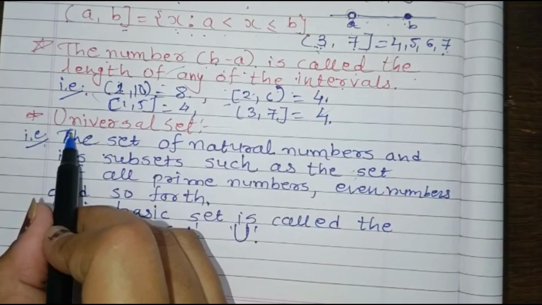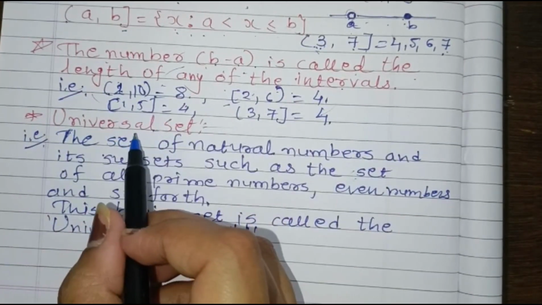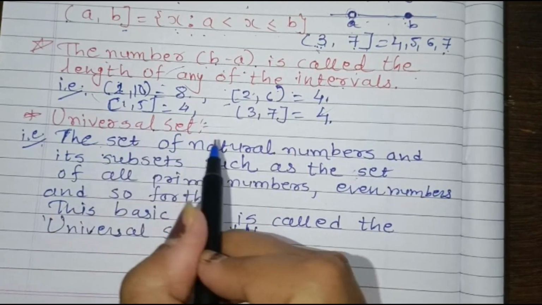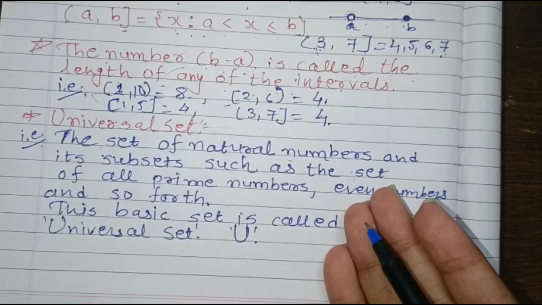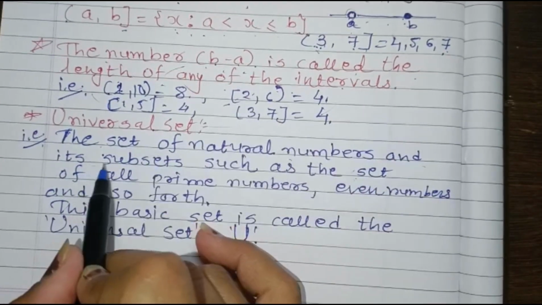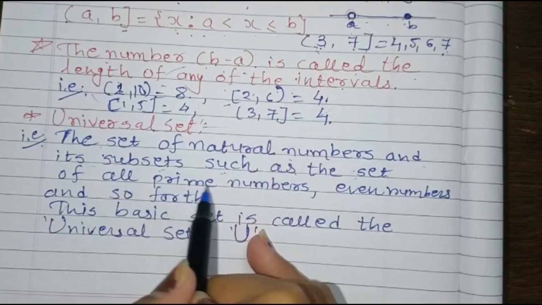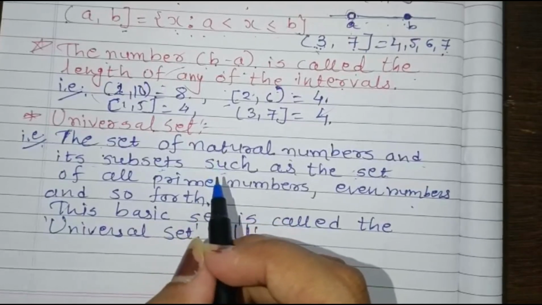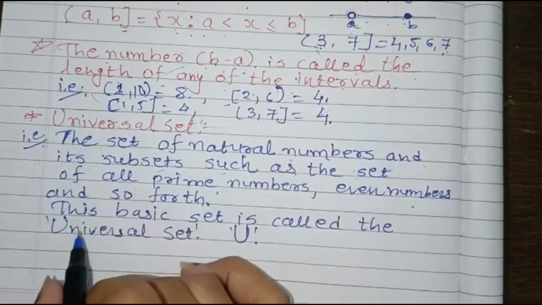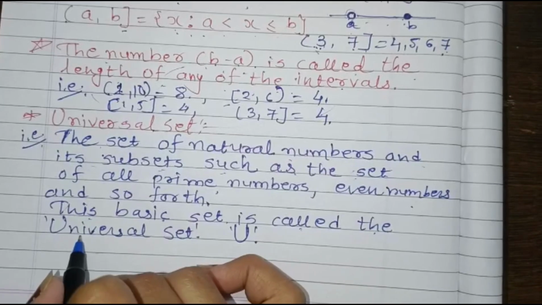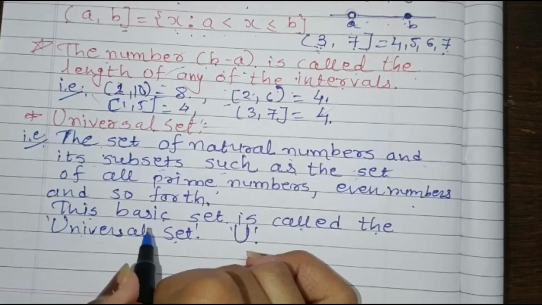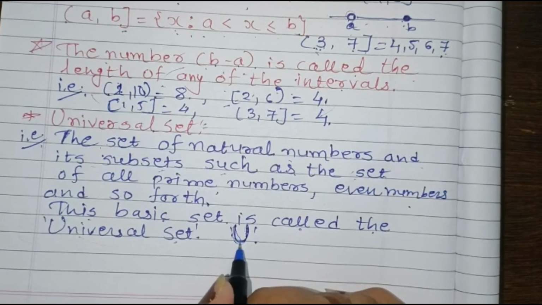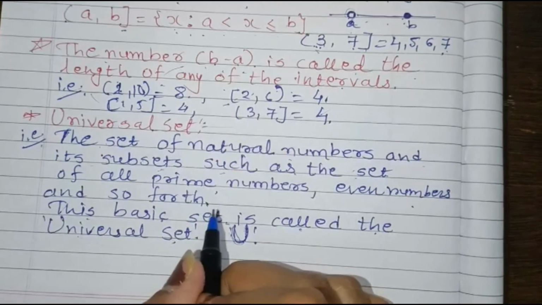Next, universal set. Universal set means you can take it as a parent set. Here we are taking one example. The set of natural numbers and its subsets, such as the set of all prime numbers. In natural numbers, we have prime numbers, even numbers, and so forth. All of these are subsets. This basic set is called the universal set. Any set has its universal set, and you can write it with a capital U, the universal set.